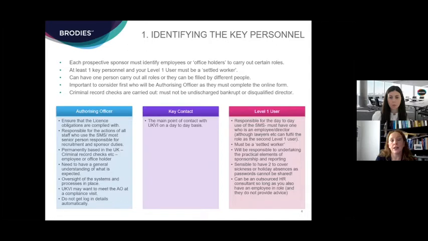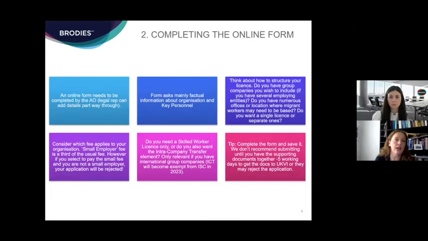That person, as I said, can be an outsourced HR consultant as well, as long as you also have an employee in the role. So let's move on to the next slide, which is the second stage of the process, which is to complete the online application form.